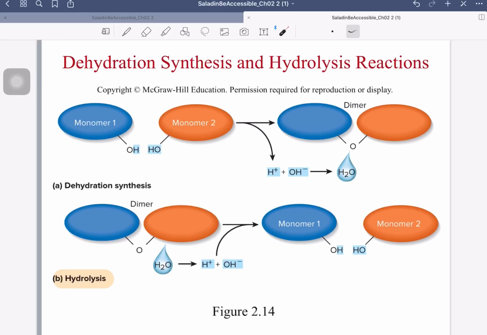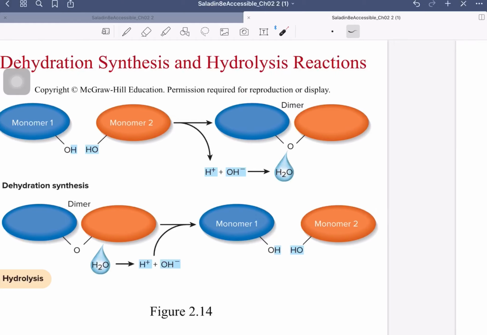So those are the two reactions to look for with carbohydrates. It's dehydration synthesis and hydrolysis, or hydrolysis, people often say.